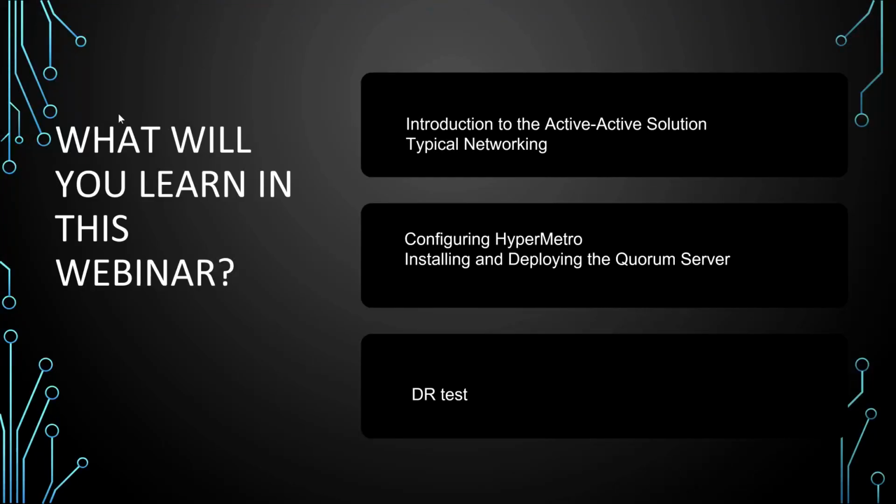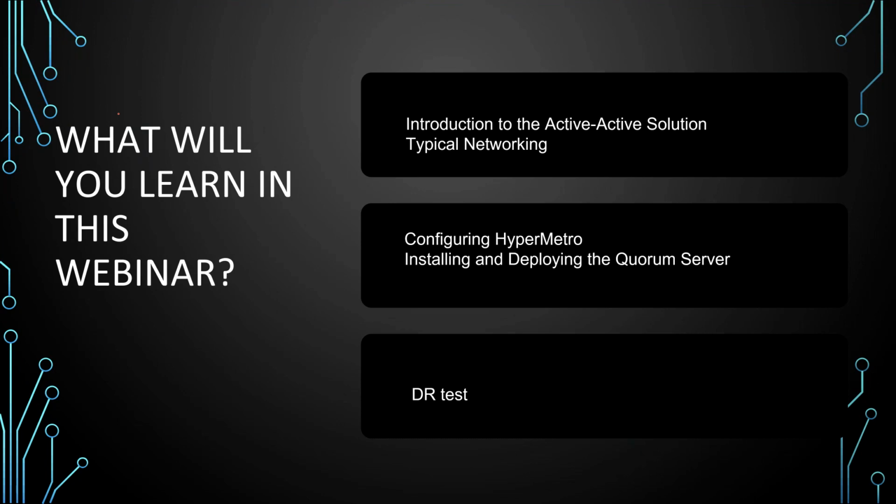So our topic today is an introduction to the active-active solution and typical networking. We'll see how the active-active solution is configured and what the network requirements are. And then we'll see how to configure HyperMetro: what the configuration is, what the requirements are, and how we can configure HyperMetro.